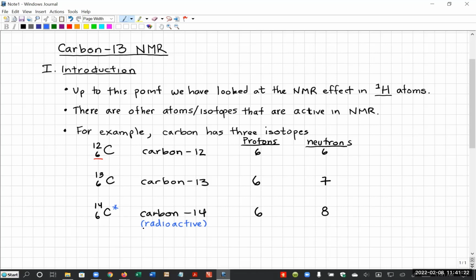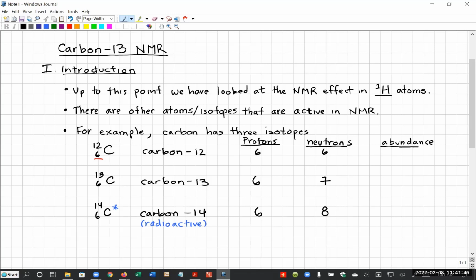Kind of interesting. All right, now what we're going to see next time is that to be NMR active, you have to have an odd number either of neutrons or protons or both. In this case, carbon 13 has the odd number of neutrons. The problem is the abundance.